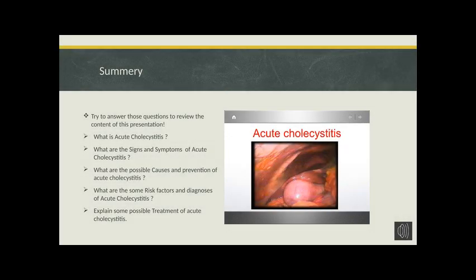Finally, the summary of my presentation. After viewing the presentation, try to answer these questions. What is acute cholecystitis? What are some signs and symptoms of this disease? What are the possible causes and the prevention of acute cholecystitis? What are some risk factors and diagnosis of acute cholecystitis disease, and then explain some possible treatment of acute cholecystitis disease.